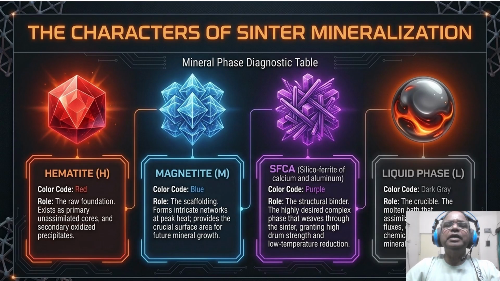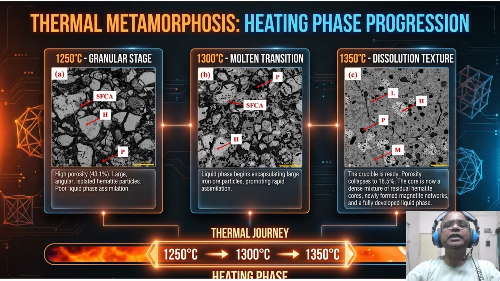So we can have a look at our heating phase progression. During heating, we observe a transition from a granular stage at 1250 degrees centigrade with 43% porosity to a dissolution texture at 1350 degrees centigrade. At peak temperature, porosity collapses to 18.5% as liquid phase encapsulates ore particles, creating a dense mixture of residual hematite cores and a newly formed magnetite network.